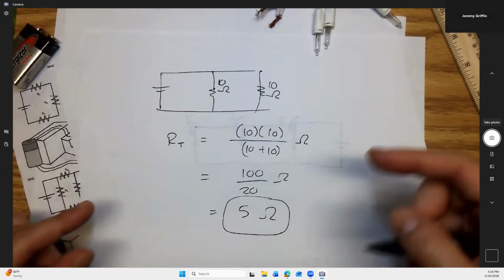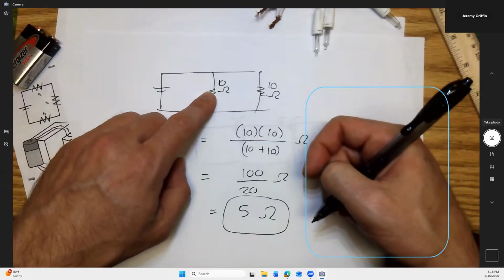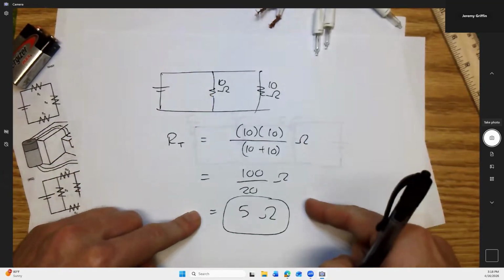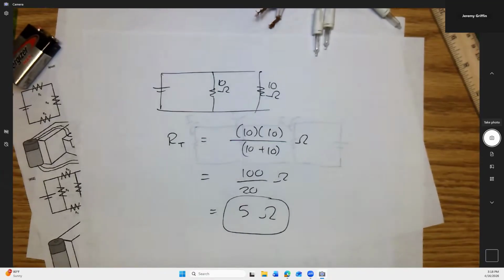Or hey, what if you change the story a little bit? What if it was 10 hours for you to paint a fence and 10 hours for your friend to paint a fence? You make a two-man team. Can you paint the whole fence together in 5 hours? It's the same math.